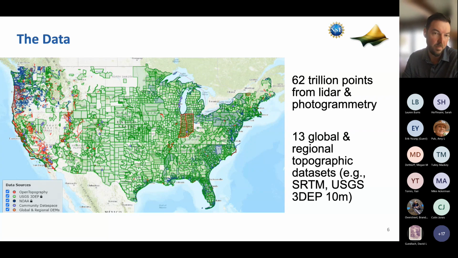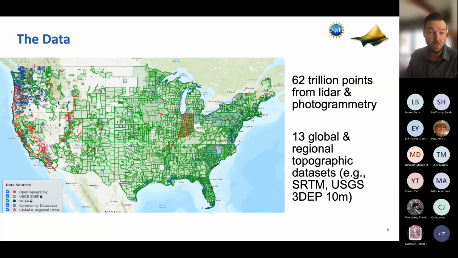So we have a mechanism for people to publish their site-specific data sets, if they might be UAV collected or other small-scale data sets. And then on top of this, there's 62 trillion individual XYZ measurements of the Earth's surface available through OpenTopography today, and this grows on a weekly basis.